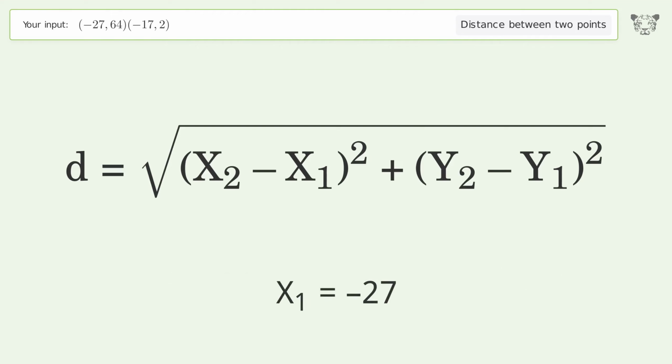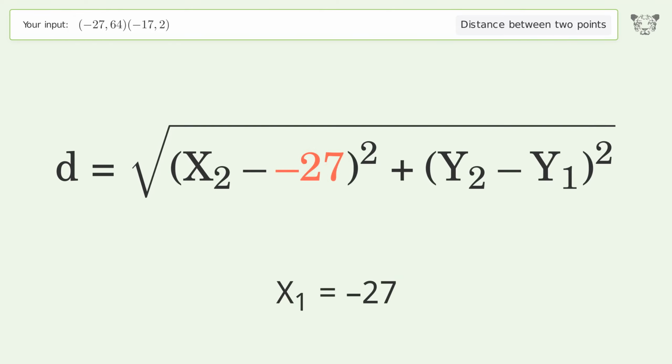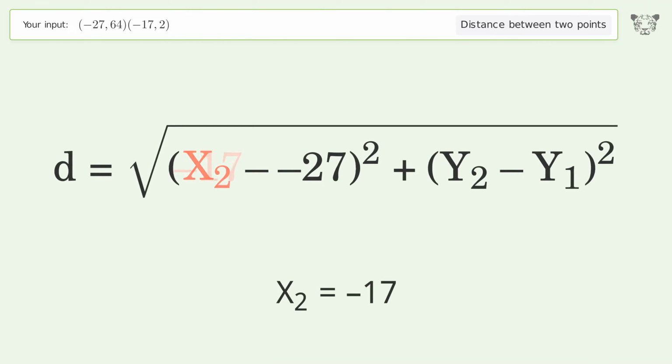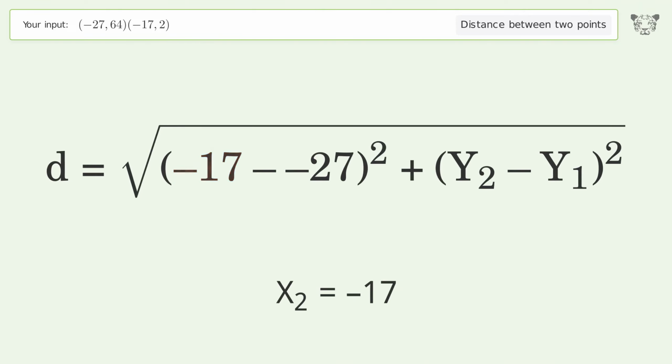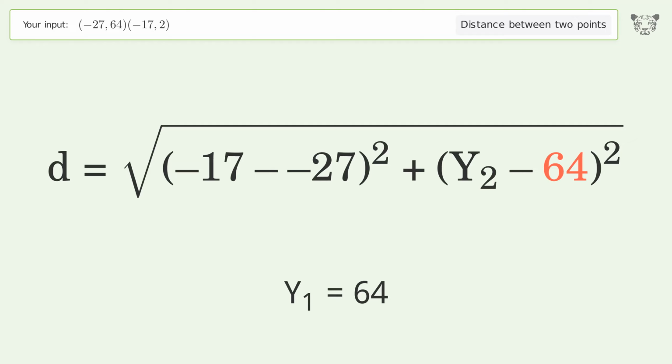x1 equals -27. x2 equals -17. y1 equals 64. y2 equals 2.